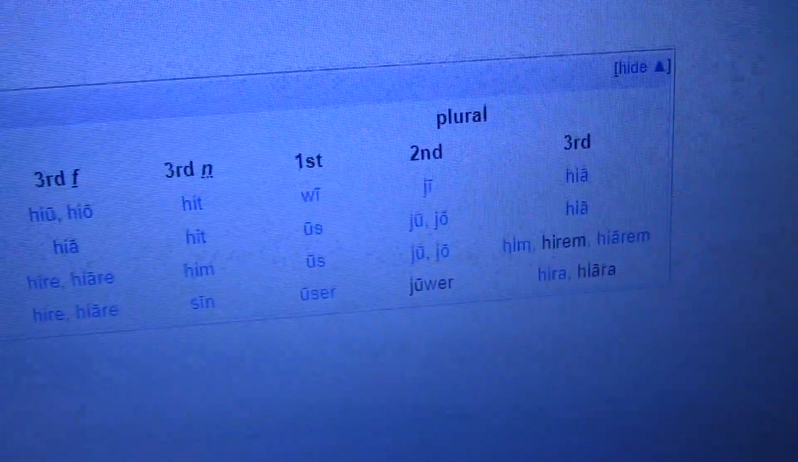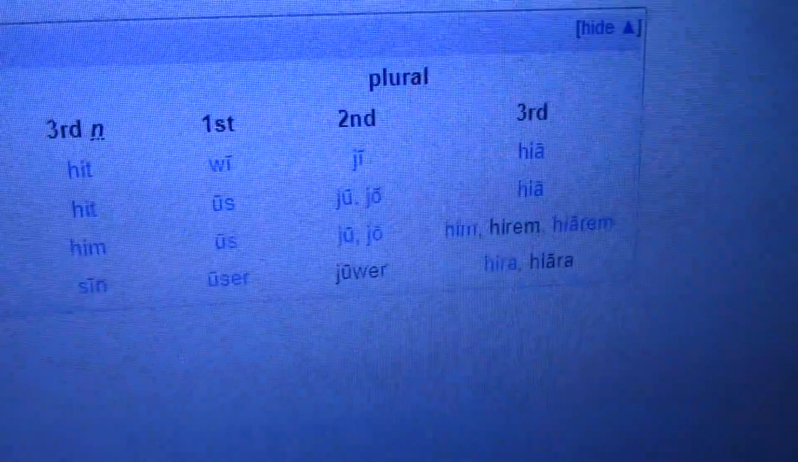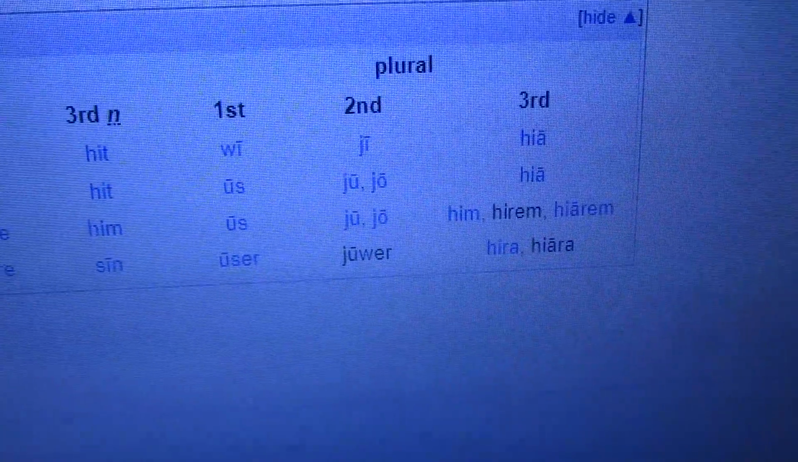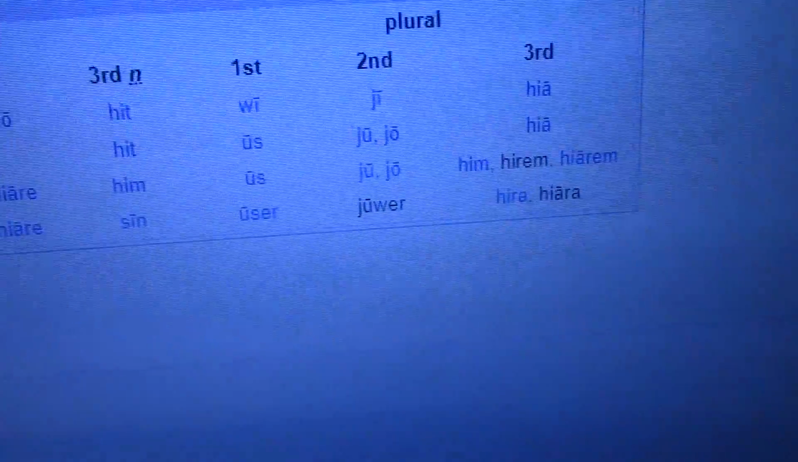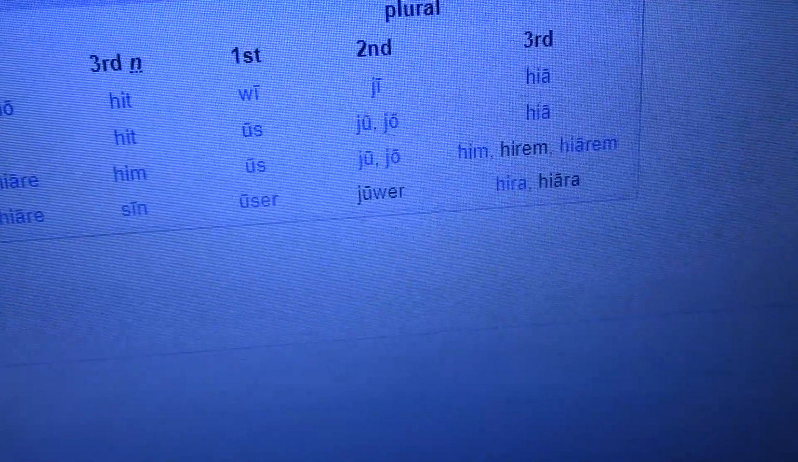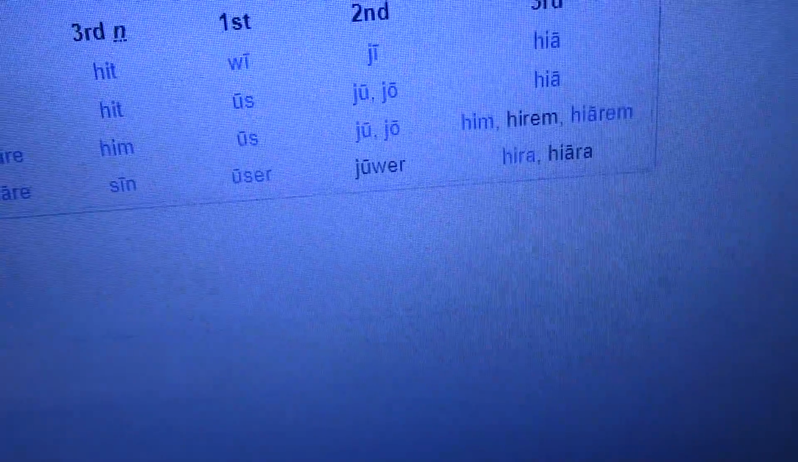user. Ye. Okay, this is where it differs. It has a J here. Old English doesn't have a J, but you got ye, you got you, you got yo, and they get youer. So that's like ewer in Old English.